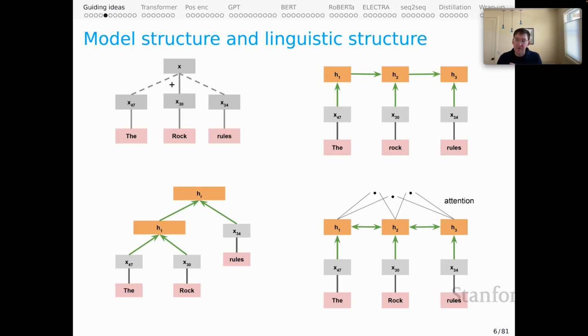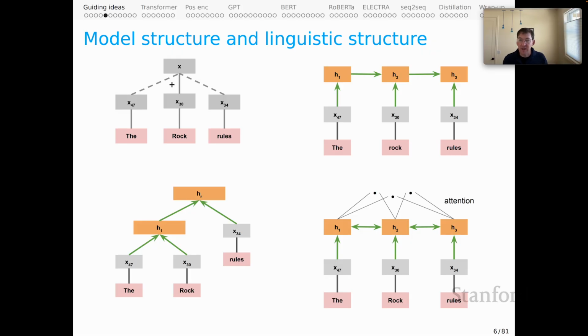There's a parallel dimension to all this, a kind of parallel journey that I thought I would talk a little bit about as another guiding idea. I've put this under the heading of model structure and linguistic structure, and this is related also to this idea of what kinds of structural biases we build into our model architectures.